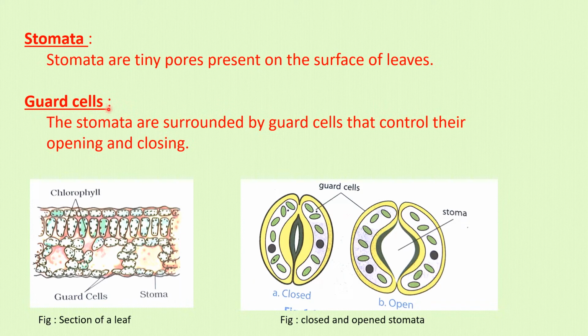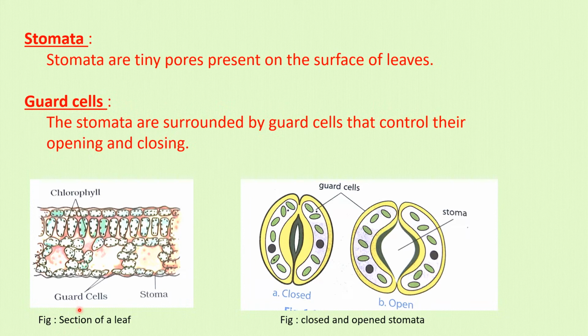Now we learn about guard cells. What are the guard cells? The stomata are surrounded by guard cells that control their opening and closing. In that picture on the down right side you can see these are the guard cells, which are kidney-shaped cells. These two are the guard cells. They are responsible for controlling the opening and closing, so they are mainly the gates of the stomata.